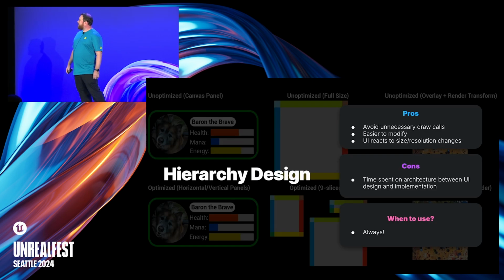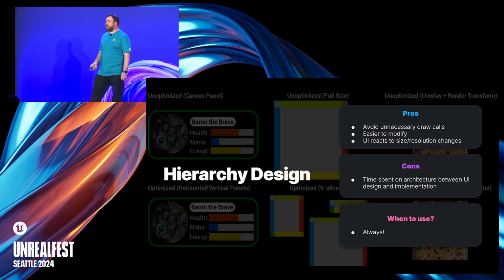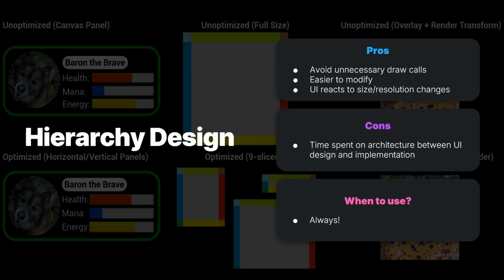Next up, we have hierarchy design. This is pretty vague, but the idea here is that we are going to come up with smart ways of arranging our widgets in our hierarchy so that we don't accidentally make a bunch of unnecessary draw calls happen based on things being layered. This is also just going to help modify things down the line if you're sharing with other teammates who might be working on the same widgets. Make it really easy to read, really easy to reason about how to change things.